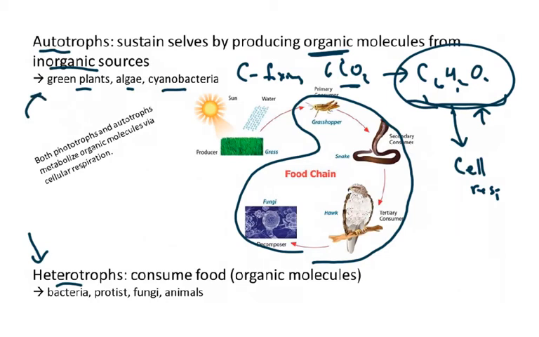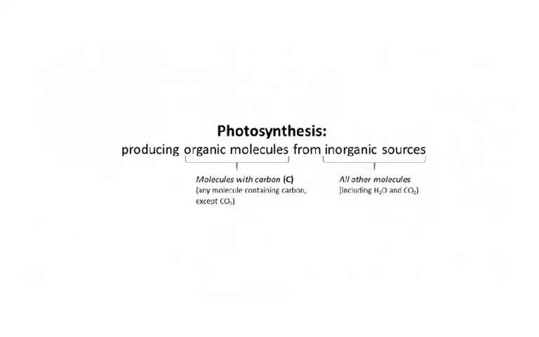And so here we're trying to understand, how do the autotrophs do this? How does this process of photosynthesis, which everything else in the food chain relies on, how does it work? So photosynthesis is this process of producing organic molecules. That's defined as any molecule that contains carbon, with the notable exception of carbon dioxide. That's actually part of the definition of an organic molecule. An organic molecule is any molecule that contains carbon, with the exception of CO2. So that's how that kind of works out.